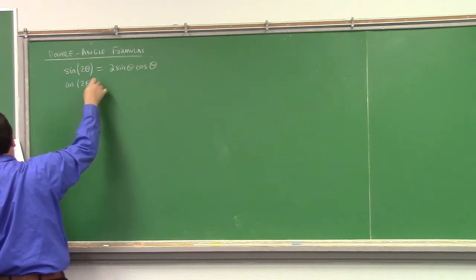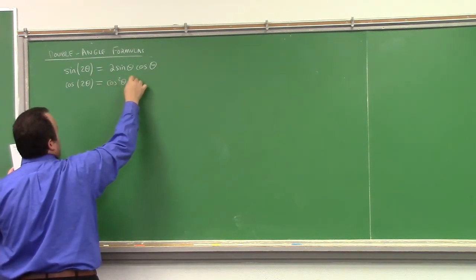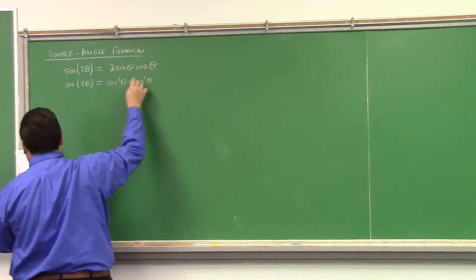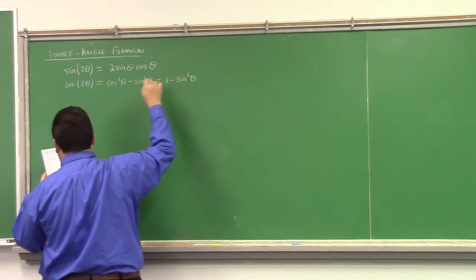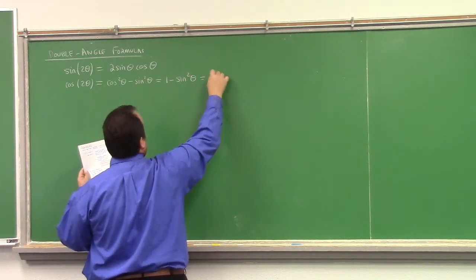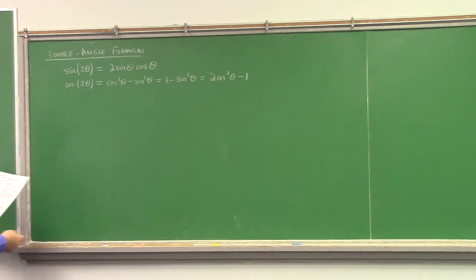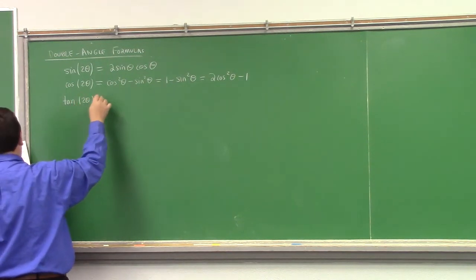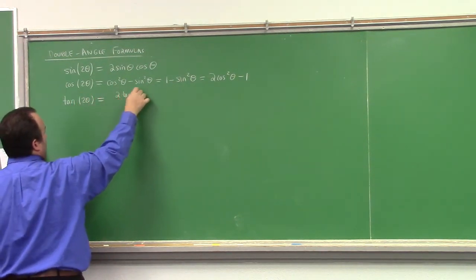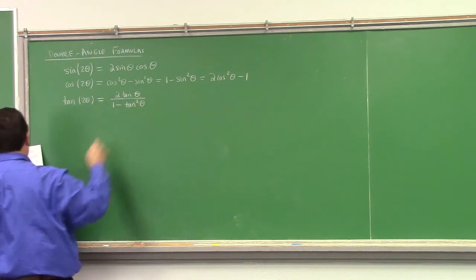Cosine of 2 theta. You can write this a few different ways. One way is that it's cosine squared theta minus sine squared theta. But that can be simplified to 1 minus sine squared theta. And that can be simplified to 2 cosine squared theta minus 1. So you got some flavor choices, I suppose, with the cosine 2 theta formula. Tangent of 2 theta is 2 tangent theta over 1 minus tangent squared theta.